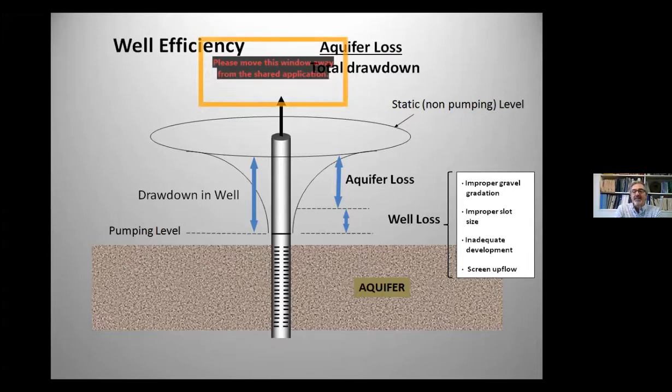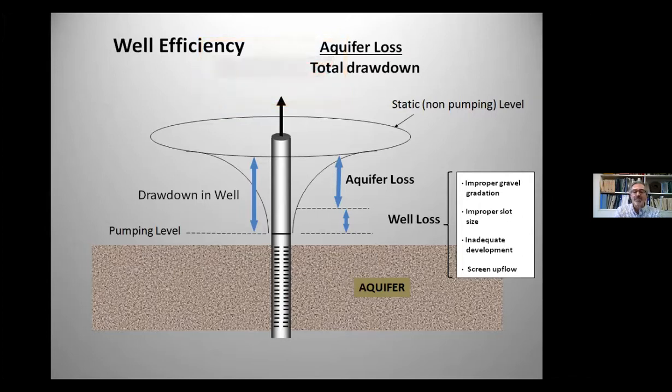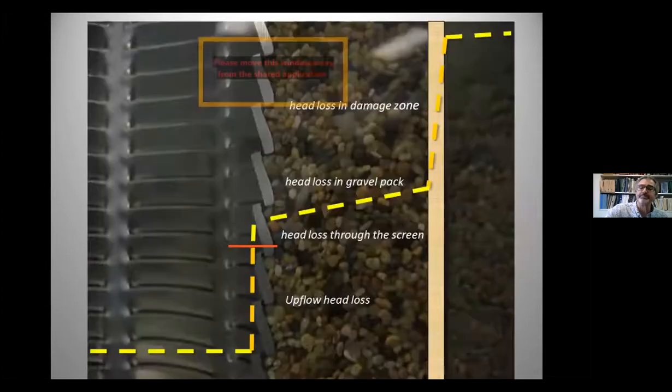I'll have to admit, as a practitioner of well design for over 30 years, we've always tried to limit the losses, looking at what we can do or what we can control outside the well. But very little has been done to look at what's going on inside the well. Once the water enters the screen and moves upwards towards the pump intake, what kind of losses should be accounted for there? We'll talk about that at the end of the program too.